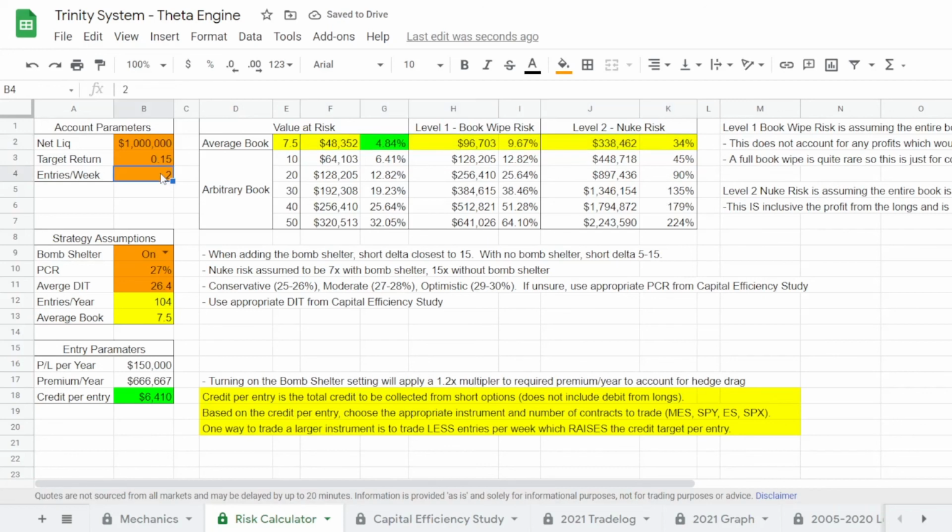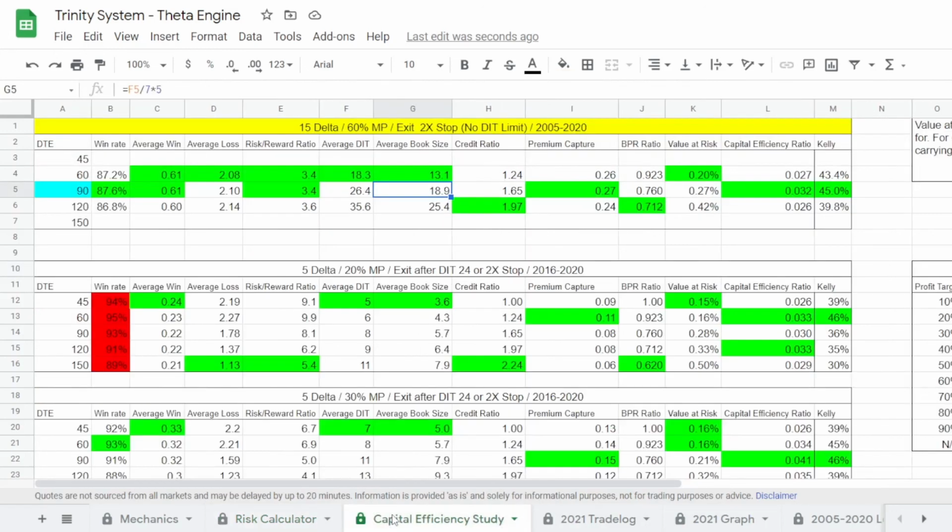And the last thing I want to mention is the PCR, because that's such a fundamental driver of the credit that you're targeting, the whole system is very sensitive to this. And if you look at all the various back tests, let's go back to the capital efficiency study for a second. Looking at the table over on the right side in column O, about halfway down, row 33. Looking at the 60, 90, and the 120 DTE, and back to why we chose 90, these win rates are very similar, okay? And the premium capture on this table just happens to look a little higher for the 90 DTE, and that's purely because the win rate was like 1% higher.